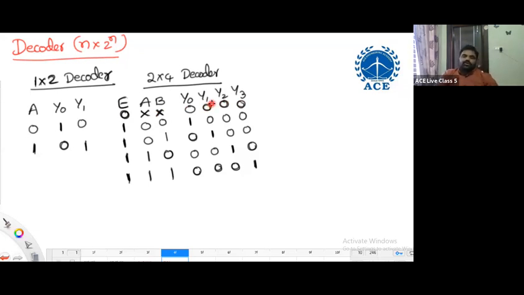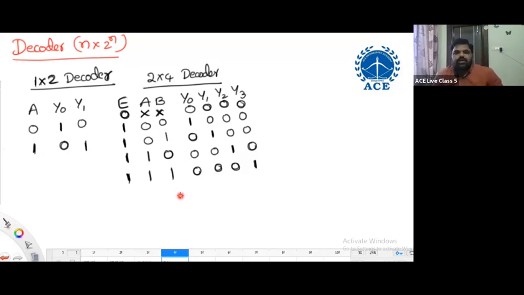See, when E equal to 0, irrespective of AB, all the outputs are zeros. Any questions? If E equals to 1, depending on AB, the respective output line is 1, remaining are zeros. That's what we can say.